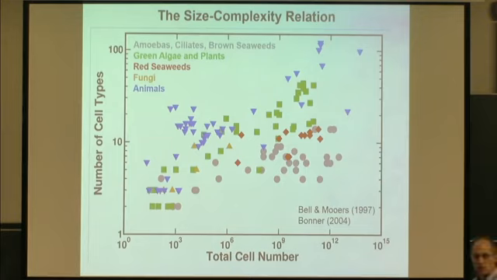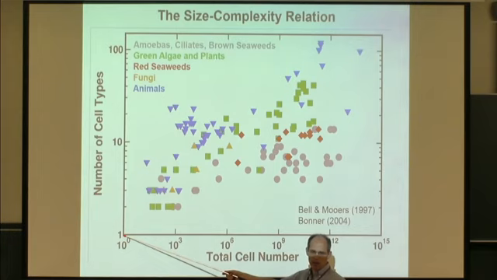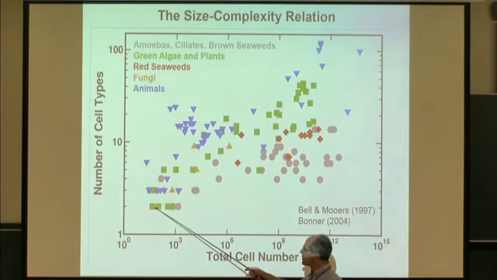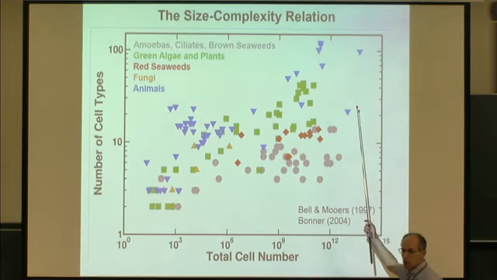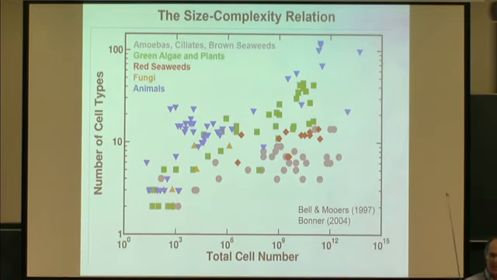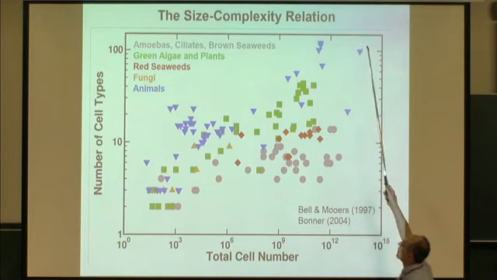So a bacterium, which is obviously one cell, has one cell type that does all the functions of life. It sits down here. Green algae start having 2 cell types or 3 cell types, and by the time you get to a highly developed organism, like a human, we have about 10 to the 14th cells, because we're about 1/10 of a cubic meter, and a cell is about 10 microns on a side. And we have 210 distinct cell types.